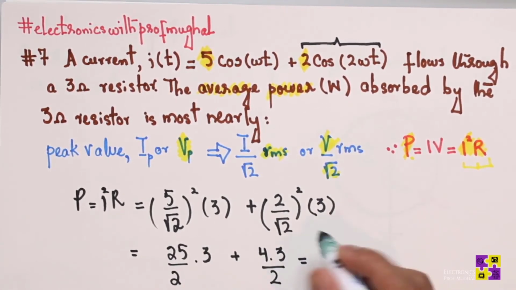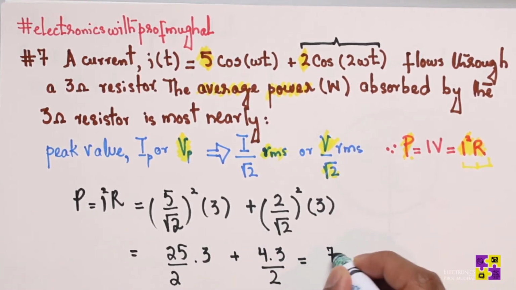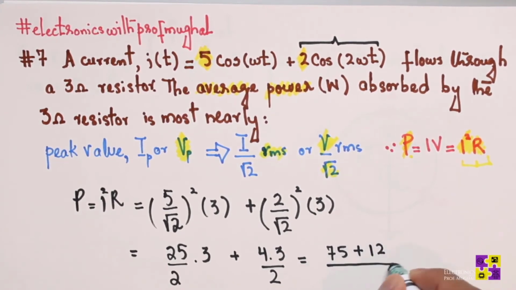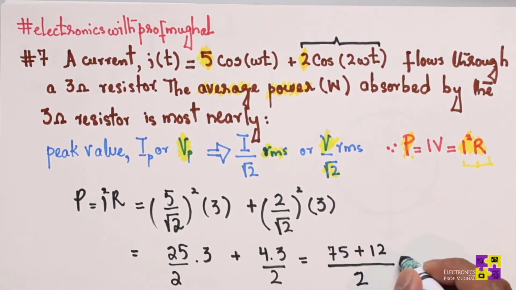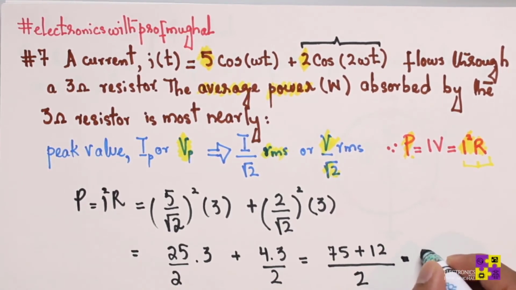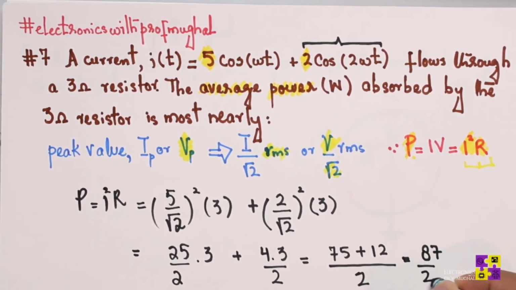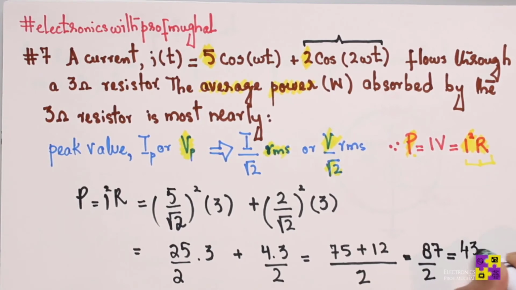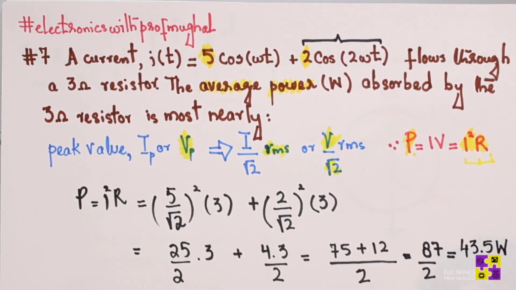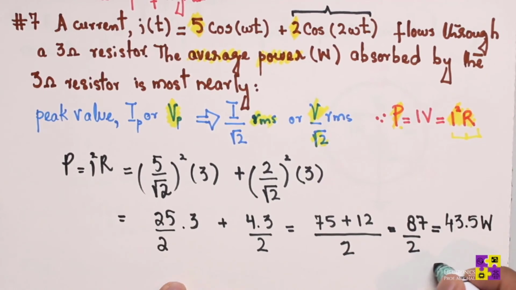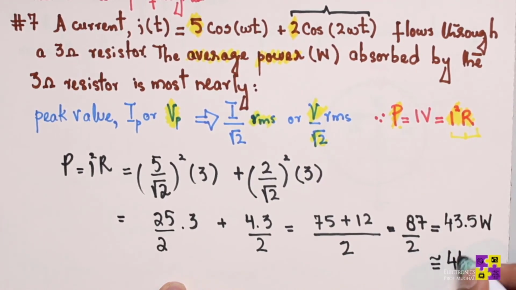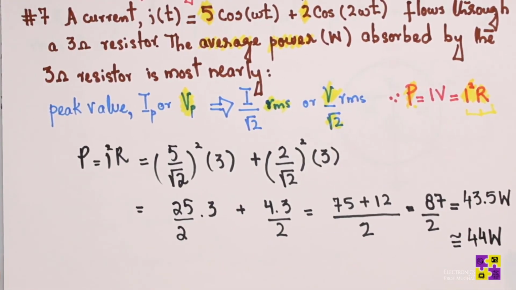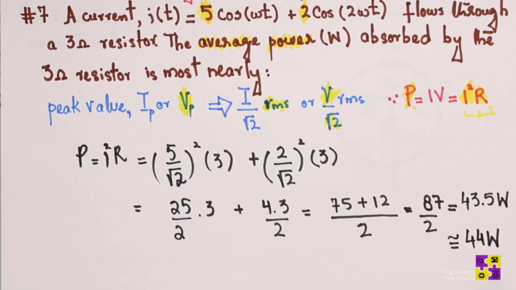And if you do the math here, 25 times 3 is 75. 75 plus 4 times 3, which is 12. In the denominator we have 2, so that makes 87 over 2, which is equal to 43.5 watts. Approximately, if you round it off, it's 44 watts. And that's it. That's your average power absorbed by the 3 ohm resistor.